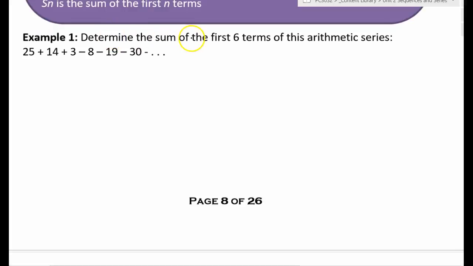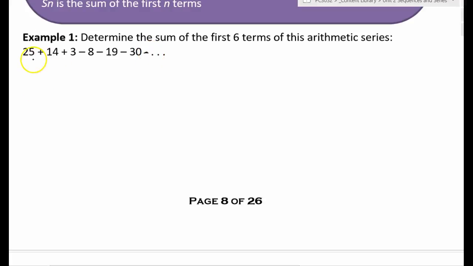Determine the sum of the first 6 numbers of this arithmetic series. 25 plus 14 plus 3 plus -8 or -8 minus 19 minus 30, and we're going to keep getting more negative. That's why that's subtracting there.